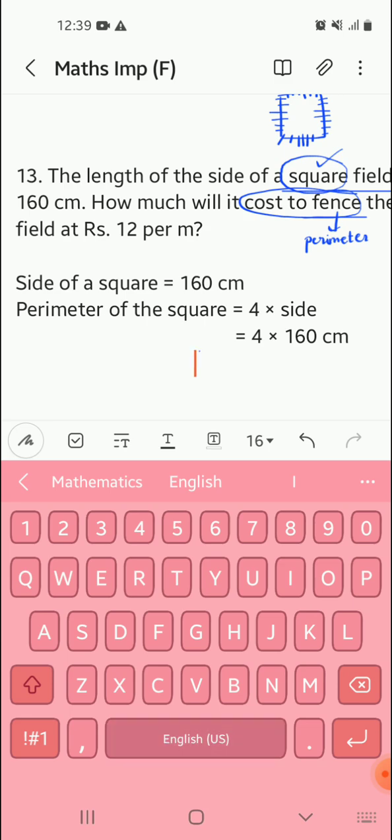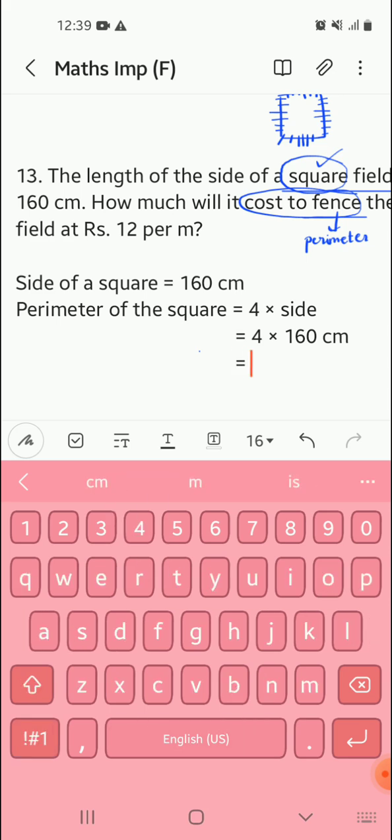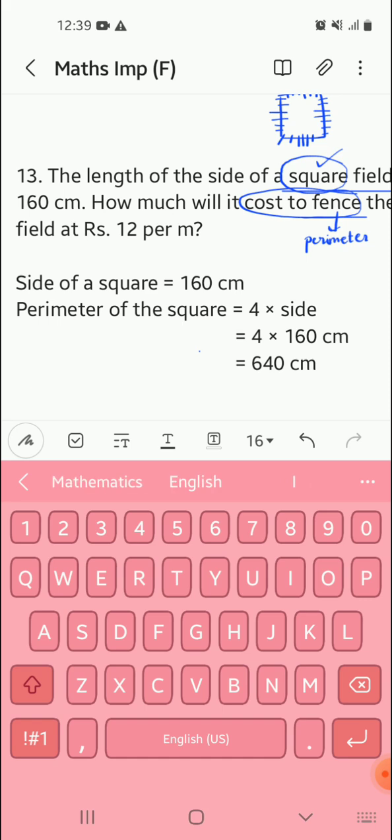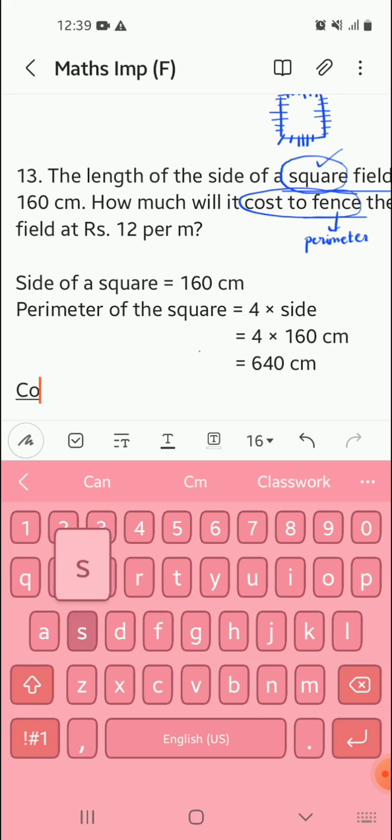Understand one thing: when we are finding the perimeter, there will be only one unit, centimeter, meter, kilometer, whatever, as per the question. There will be no centimeter square or cube, because 160 is being multiplied with 4. So there is only one unit that prevails, that is centimeter. So this is my answer. Now we have to find out the cost to fence. So this is my perimeter. So cost of fencing.